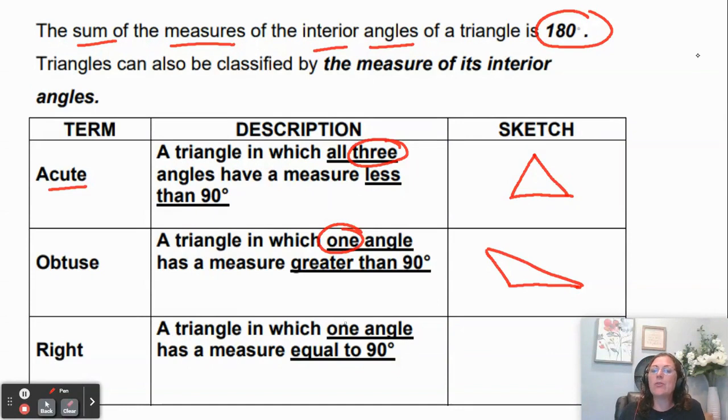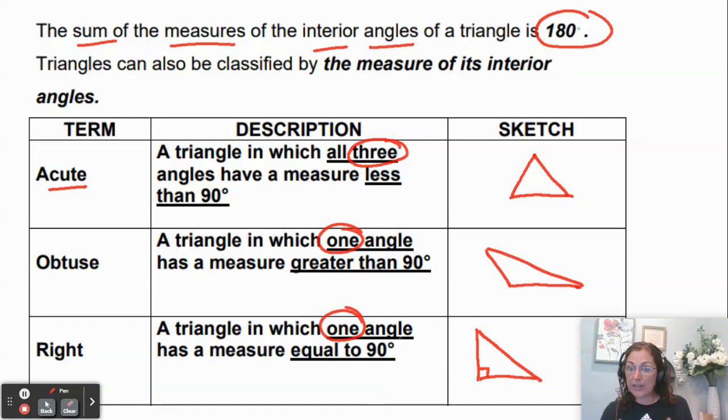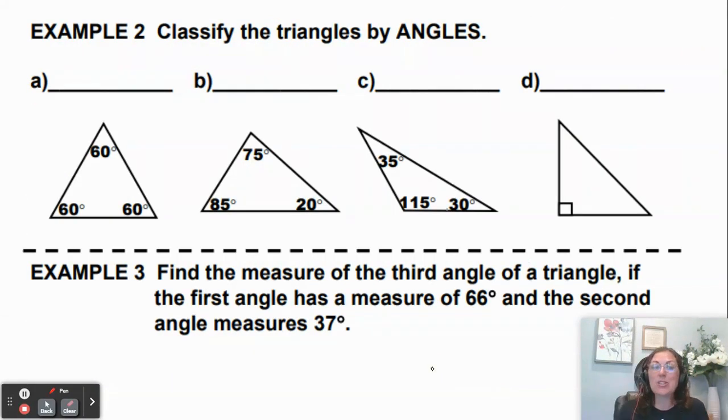Now, a right triangle is one in which one angle has exactly 90 degrees. And so here's a 90-degree angle, and we have the triangle made out of it. That little square in the corner there is used to represent a right triangle. So let's recap. You can classify triangles by their sides or by their angles. So let's classify these triangles.